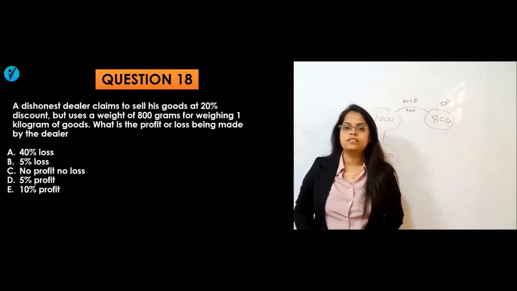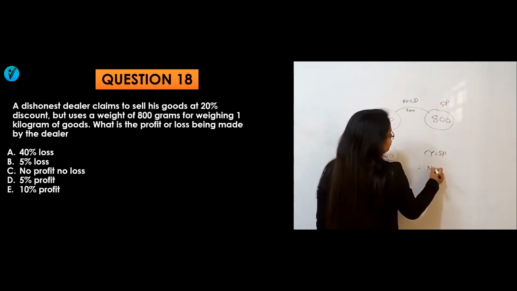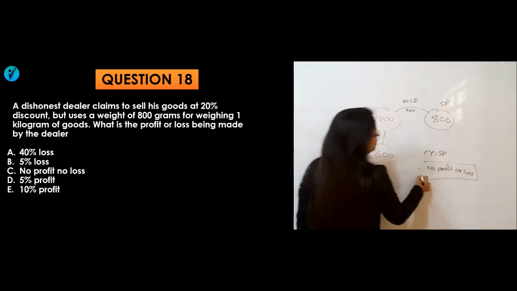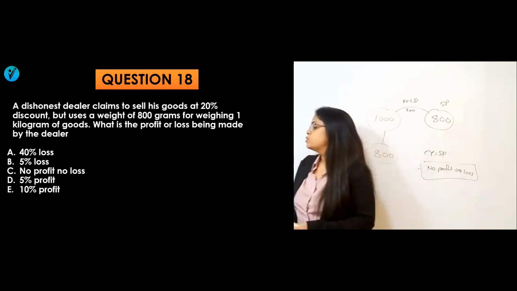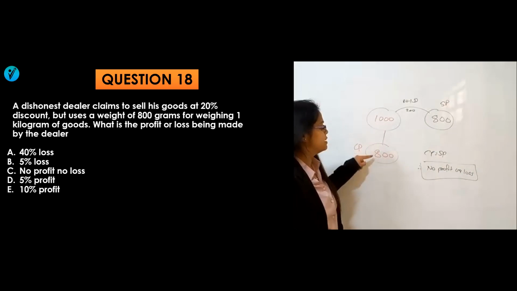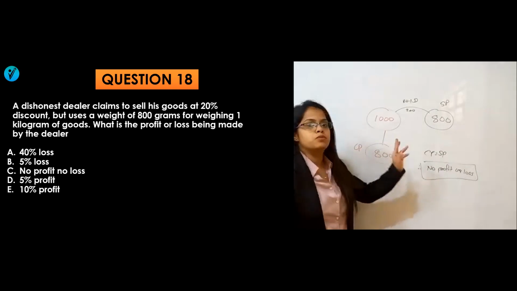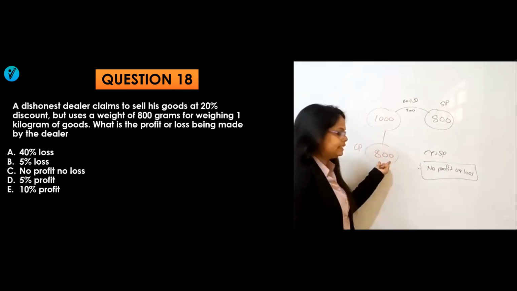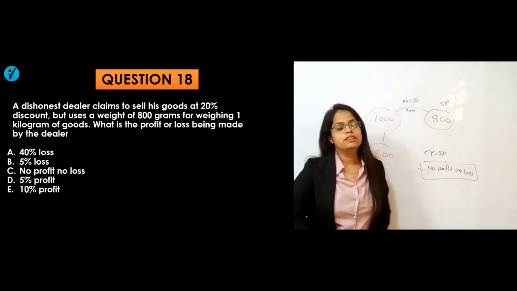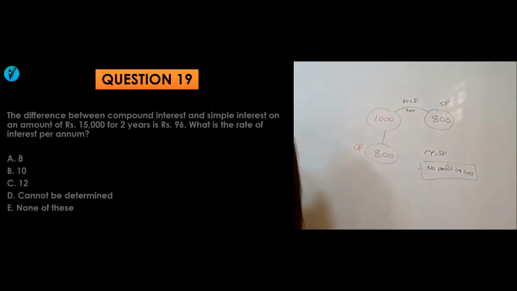What will be the profit or loss? As I know that CP is equal to SP, so there will be no profit or loss. Nothing will be there. It's selling at the CP only. So answer will be option number C. Easier. Only you have to understand that he's selling 800 only because he's taking only 800 gram weight. That means he has already cheated 200 grams. It's giving discount of 20%, means selling price is also 800. So answer will be no profit. Okay. Now let's go for the next question.